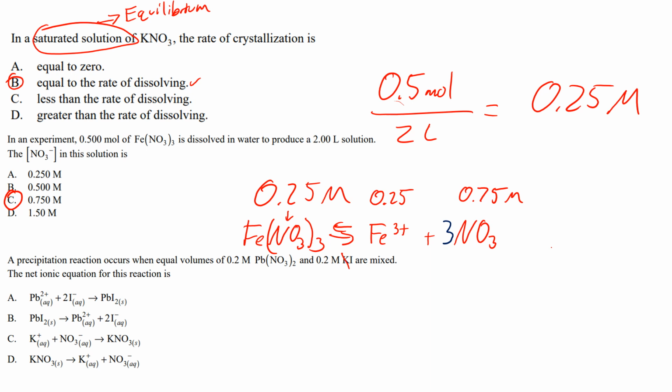Next question. A precipitation reaction occurs when equal volumes of 0.2 Pb and KI are mixed. Potassium is a spectator. Nitrate is always a spectator, as well as potassium. So the only things reacting are Pb and I. If you look at your table, Pb and I has low solubility. I is minus 1 and Pb is 2 plus.